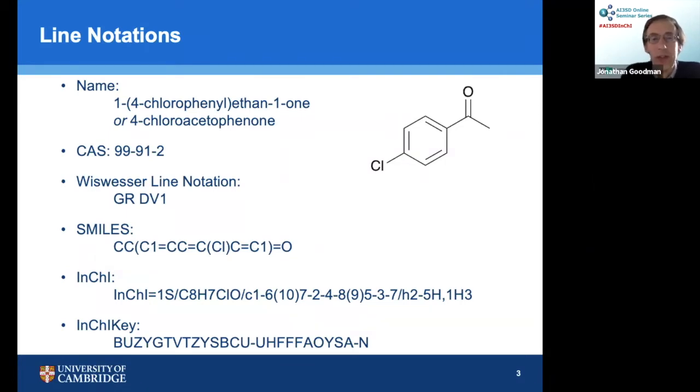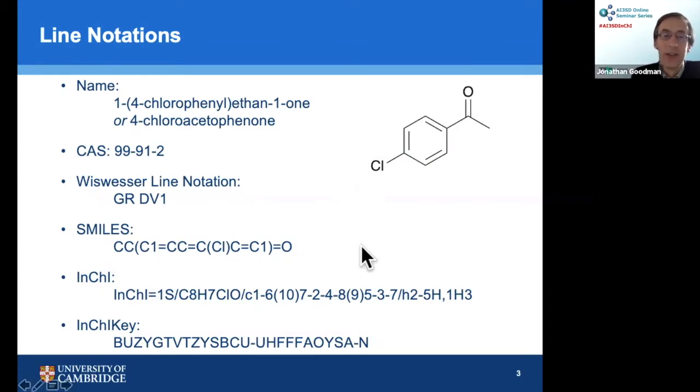One of the older ones is called Wiswesser line notation, which encodes this structure in a really very compact way. If I were to say to the right people, GR-DV1, then they'd immediately think, 1,4-chlorophenolethan-1-one, and be able to relate it to this structure. The number of people who can do this is now rather small. Wiswesser line notation was one of the first of the line notations, but it's no longer as widely used as various others. An extremely widely used line notation is SMILES.